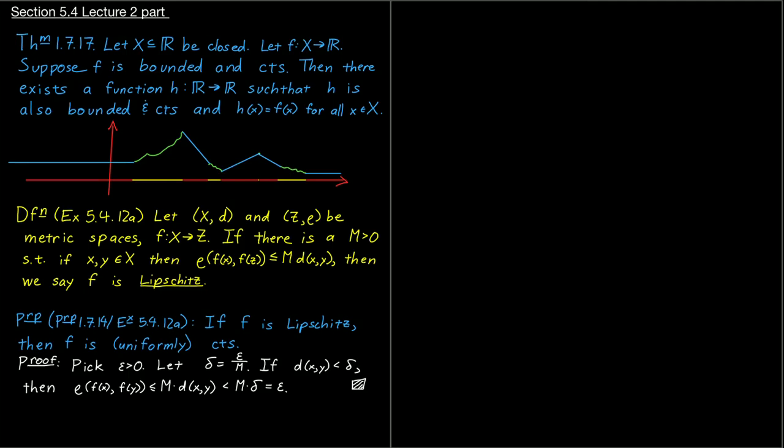Now let me give you a particular function that is Lipschitz, and we're going to use, well, certainly we're going to use that it is Lipschitz and uniformly continuous and all that good stuff. Let's let (X, d) be a metric space.